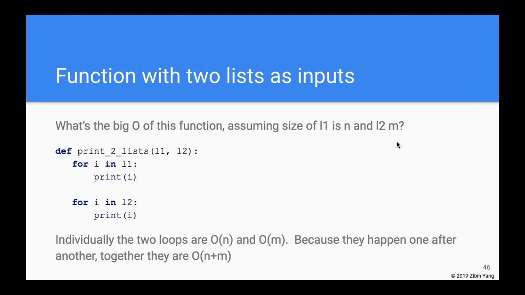Well, we know that for the first loop, for the size of L1, that is size n, it's going to be O of n, linear in terms of the size of L1. And then for the second loop, it will be O of m, linear to the size of L2. Because one loop just happens after another, the O for the entire function is we add these two together. So the big O is O of n plus m.